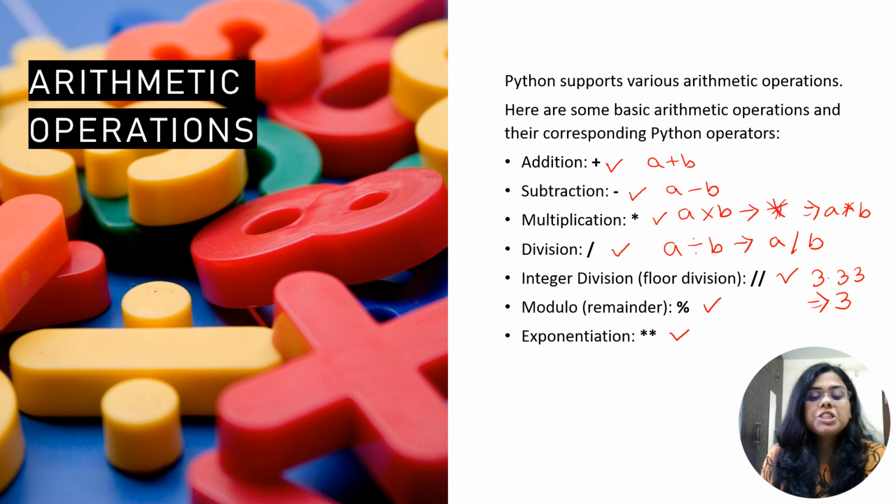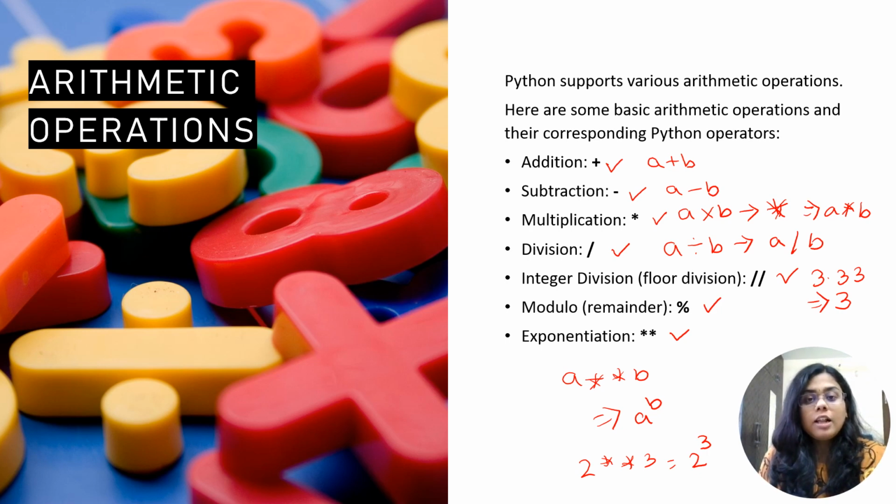And what is exponentiation? Anything that goes as an exponent. For example, when you say a star star b, it means a to the power b. So if you say 2 star star 3, it means 2 to the power 3. So you will get the answer for 2 to the power 3. Now that we have seen all this in theory, let us go and do a hands-on on it.